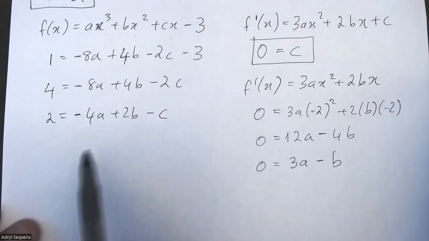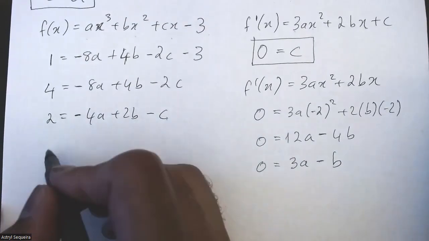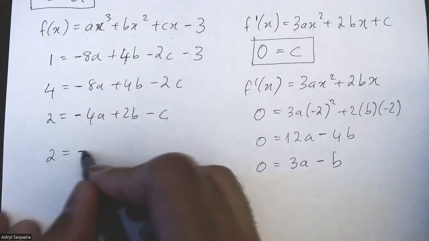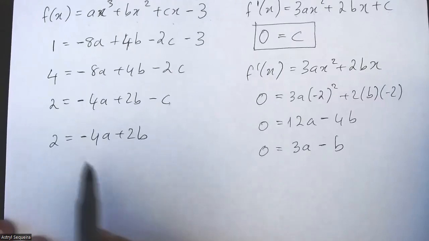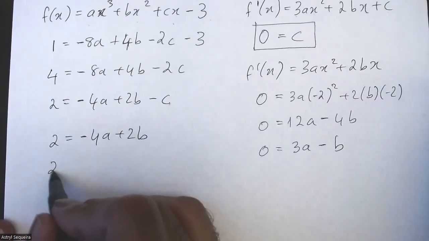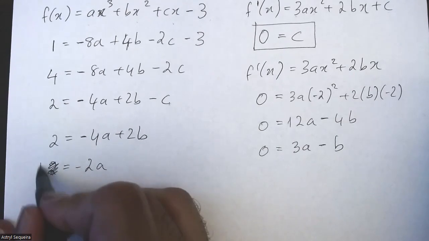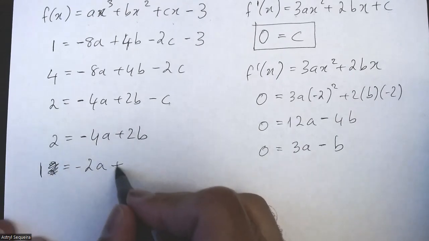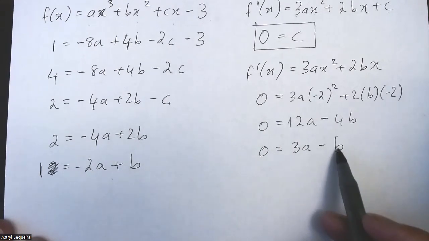Okay, I'm almost done. I'm going to come back to this equation. I know that c is equal to 0, so I'm going to just get rid of the c. So 2 equals -4a plus 2b. I can divide this equation by 2, so 1 equals -2a plus b. I have 2 equations and 2 variables. I can solve with substitution.